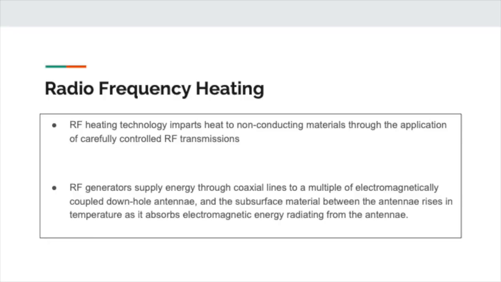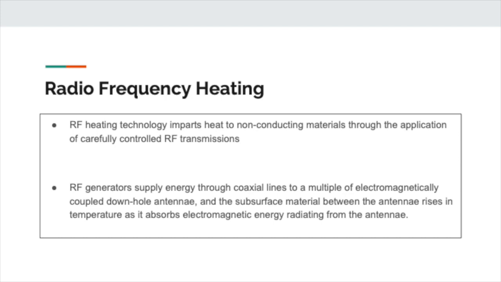The third one we have is radio frequency heating, or RF. RF heating technology imparts heat to non-conducting materials through the application of carefully controlled RF transmissions. The technology is applied by inserting a flexible coaxial transmission line and applicator, which is the antenna system, into one or more vertical or horizontal boreholes in the area to be treated.